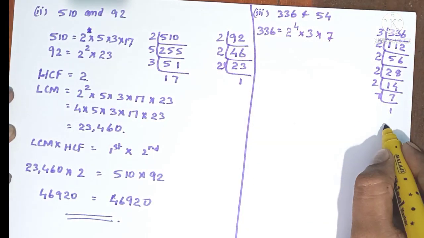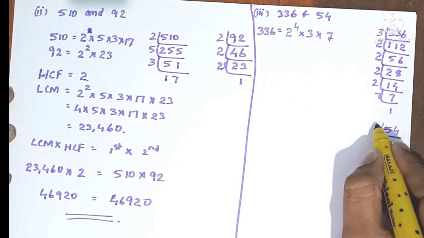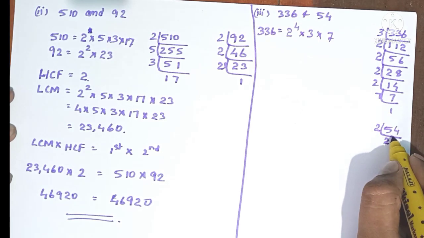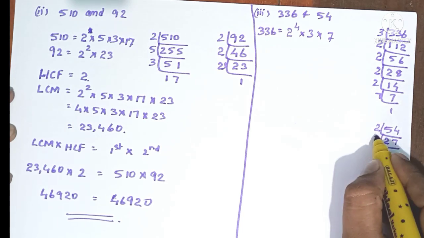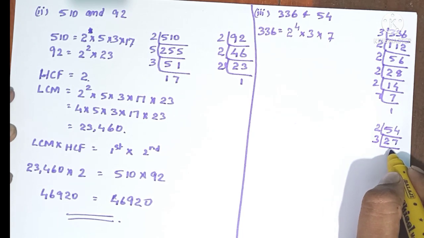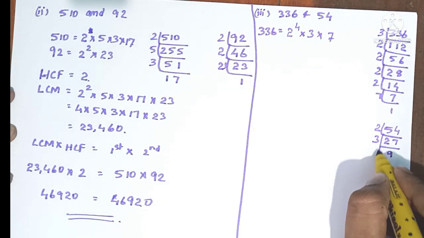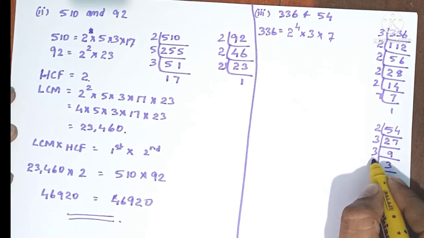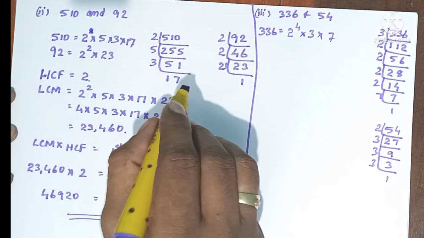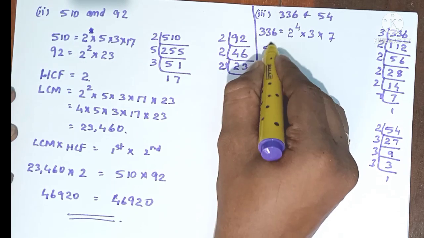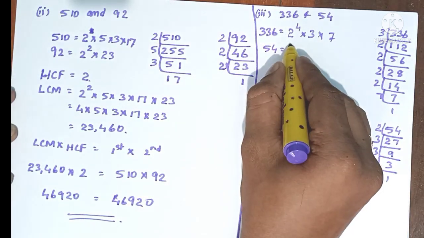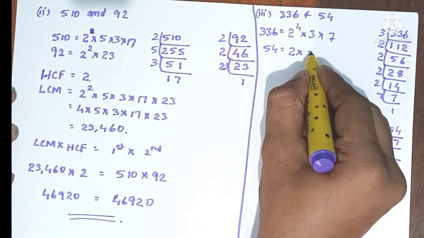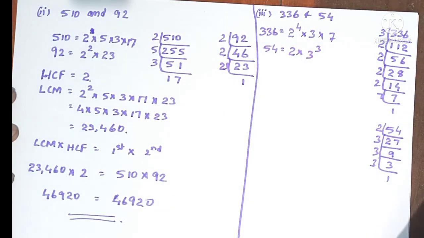Okay, and how about 54? 2. 2 2s are 4, remaining 1, in 14, 7. 3. 9 3s are 27. 3 again. 3. 3 into 1. So we can write 54 as 2 into 3 raised to 3. Clear?